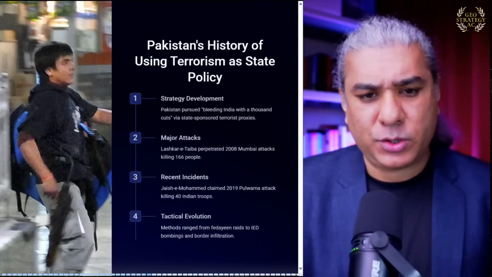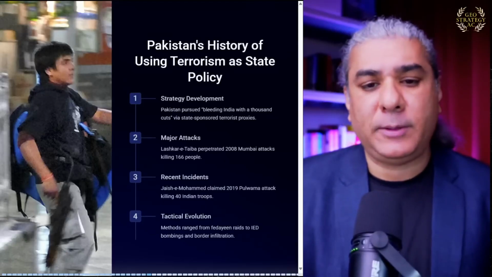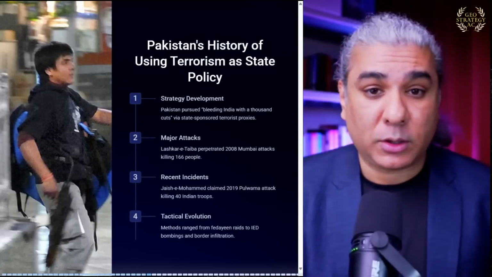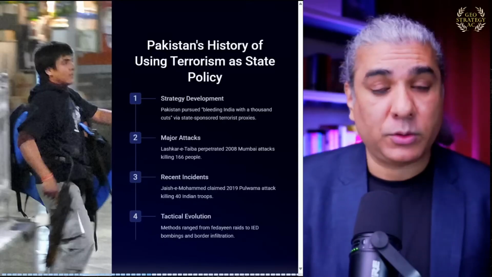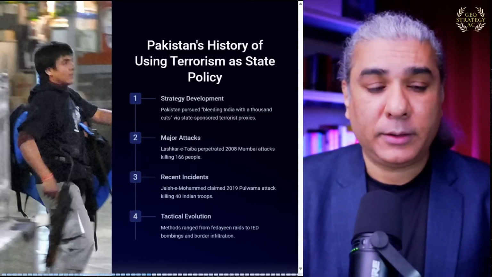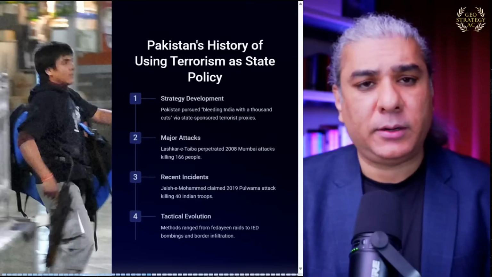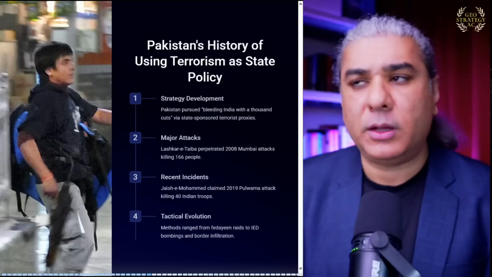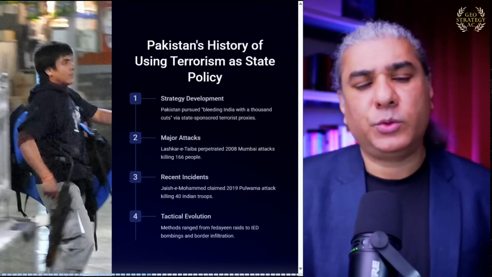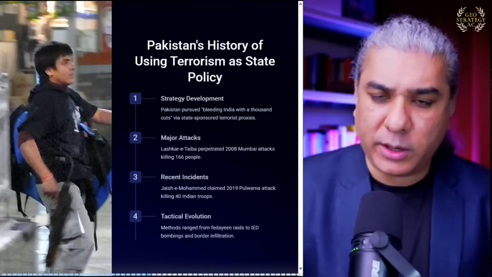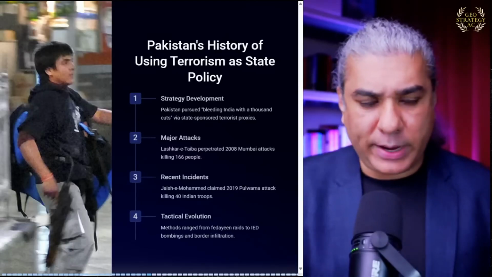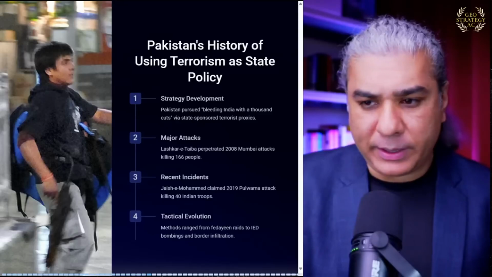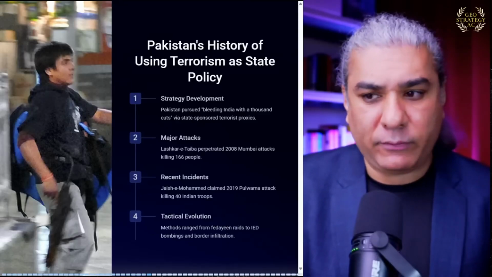Recently, you had another organization called Jaish-e something, which claimed the 2019 Pulwama attack that killed 40 Indian troops, and it gave rise to the cross-border strikes by India, the Balakot airstrikes. And the Pakistani terrorist tactics have evolved, and they've used a wide range of methods, from suicide raids, Fidayin raids, to improvised explosive device bombings, border infiltration, and so much more. They've done train attacks, they've done all kinds of things all across India. So that's how Pakistan's tactics have evolved.